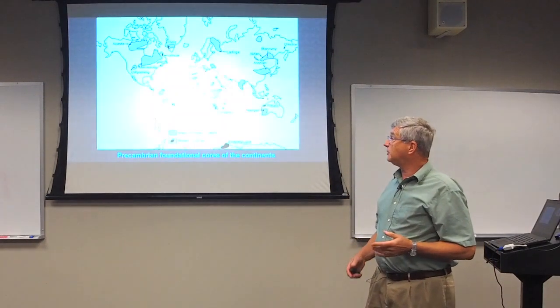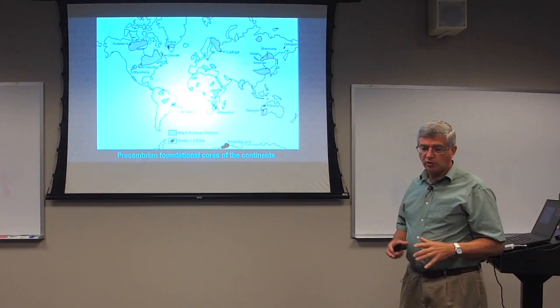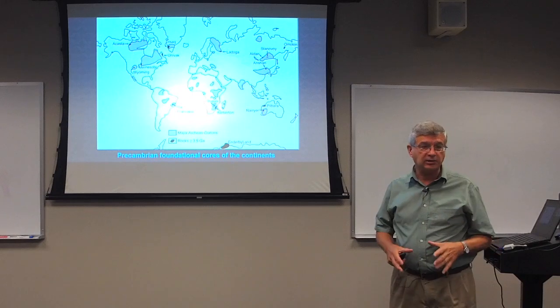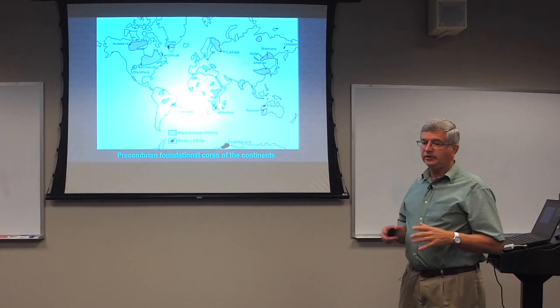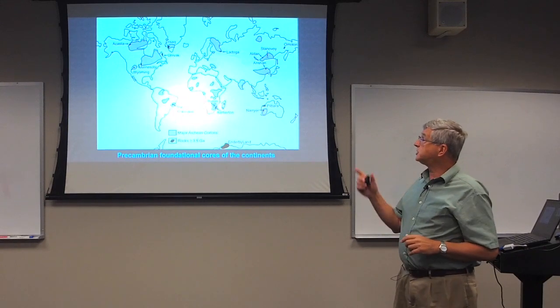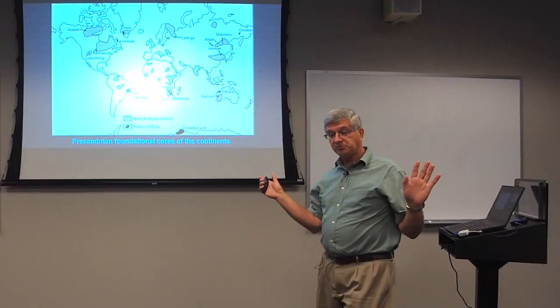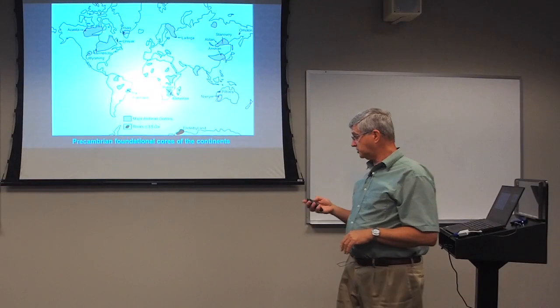Let me give you an example. Here's where we've got these Precambrian foundational cores of the continents. They're called cratons, but they are indeed the exposed foundational rocks of the continents. And you can see that there are areas exposed at the Earth's surface today of these rocks. There's no remnants of flood rocks in some of these areas. They're exposed, these foundational rocks.